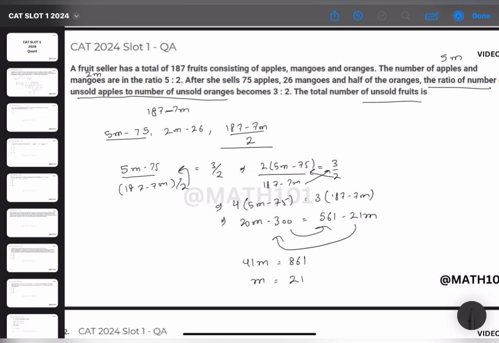Total number of unsold fruits is 5m minus 75, which is 105 minus 75, plus 2m minus 26, that is 42 minus 26, plus (187 minus 7m) by 2, which is (187 minus 147) by 2, equal to 30 plus 16 plus 20, which is 66. The answer is 66.